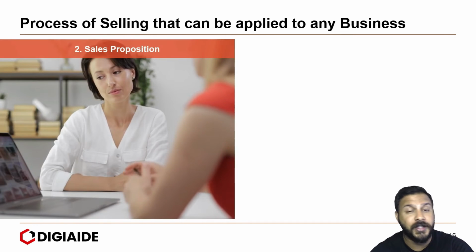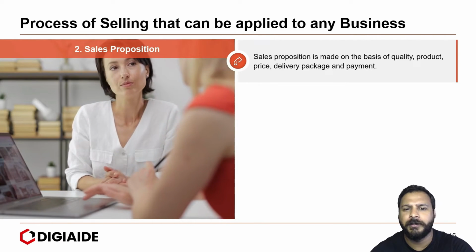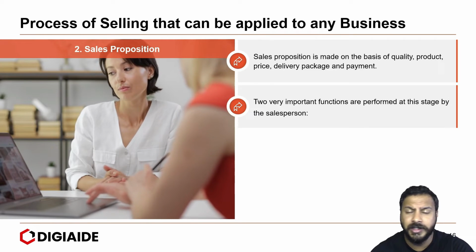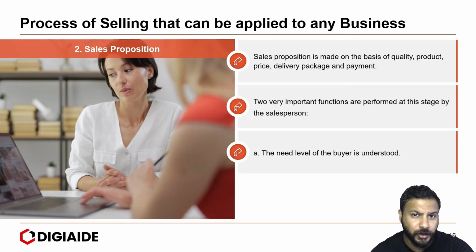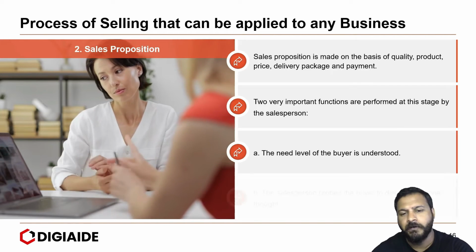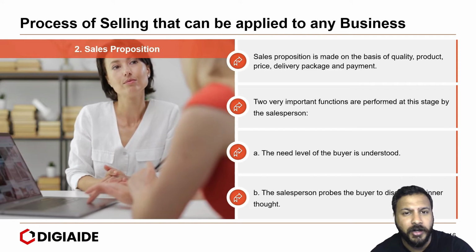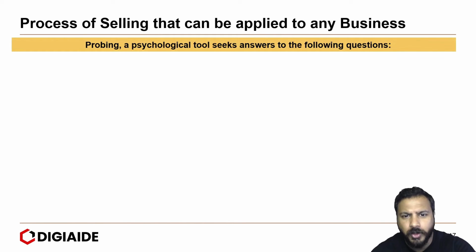Next in line is the sales proposition. Sales proposition is made on the base of quality, product, price, delivery package, and payment. Two very important functions are performed at this stage by the salesperson. First, the need level of the buyer is understood, as in the quantity required. And the other part is the salesperson probes the buyer to discover his or her inner thoughts. By probing, I mean questions. And probing, a psychological tool, seeks answers to the following types of questions.